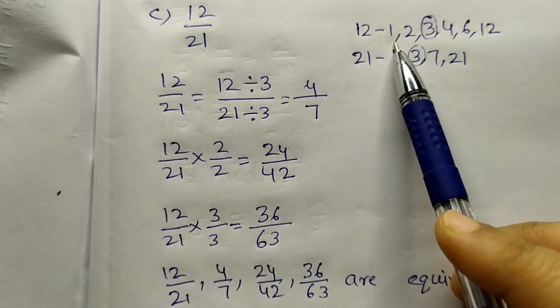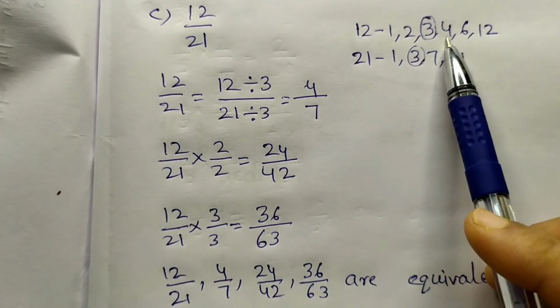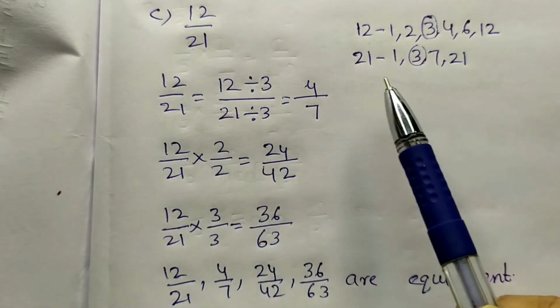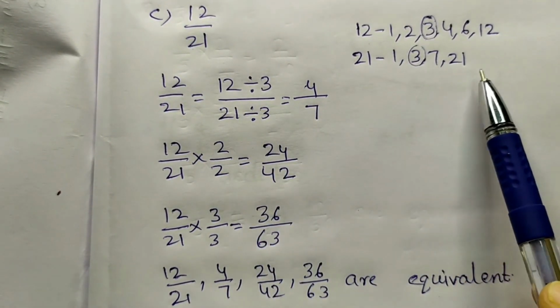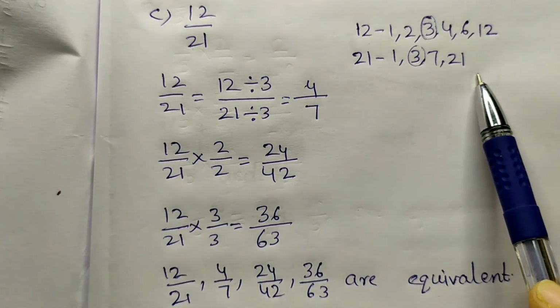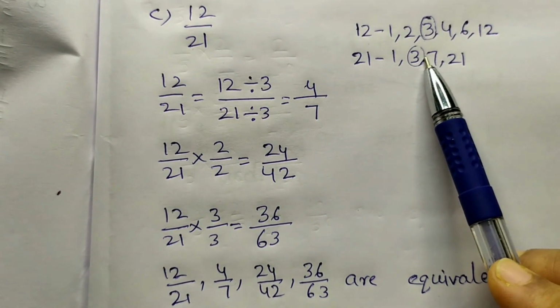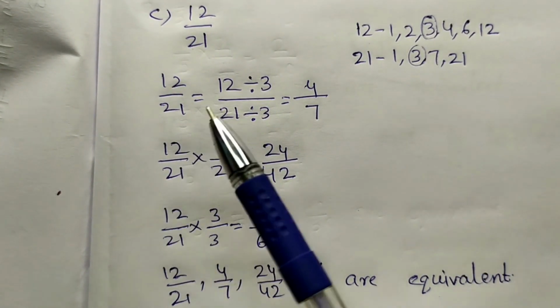The factors are 1, 2, 3, 4, 6 and 12. And write the factors for 21. 1, 3, 7, 21 are the factors. So the common thing, other than 1, is 3. So we can do division by 3.